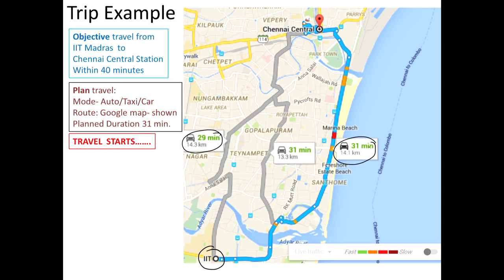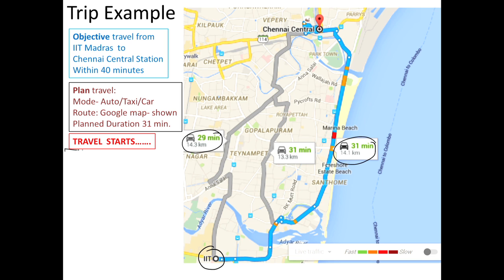Okay. I have a planned duration of 31 minutes, and I am deciding my mode of transport will be an auto, taxi or car, so that my speed is as Google has planned it, and not a public transport system which might be a different plan with a different time slot. Now, this is my plan, and now I start my travel.